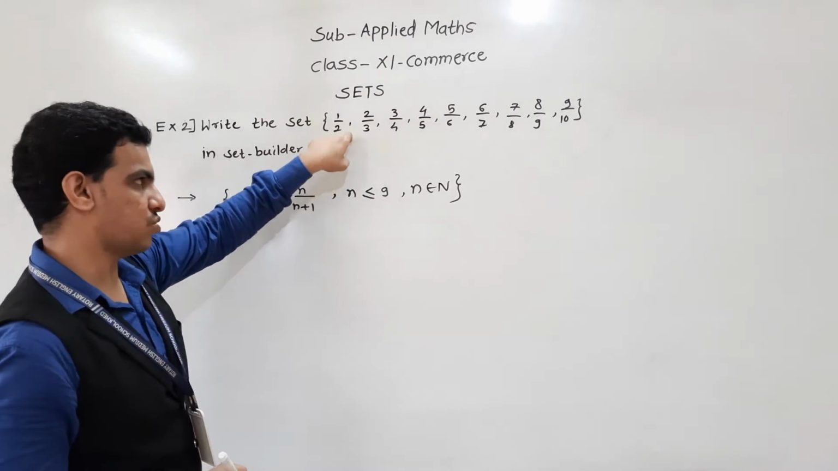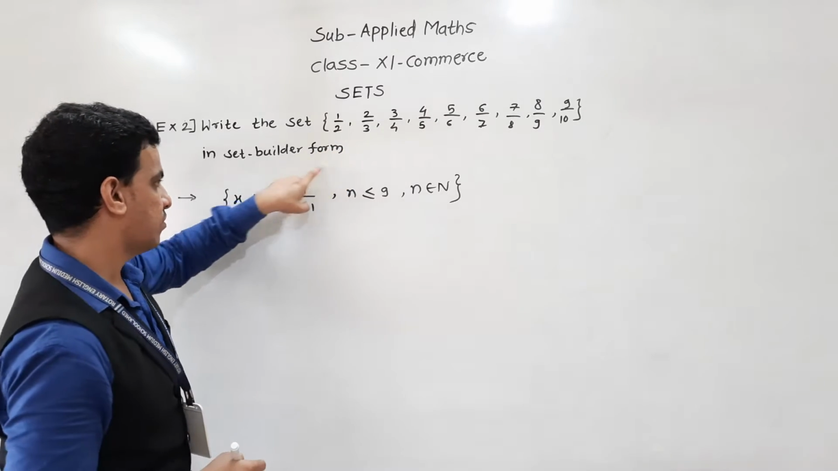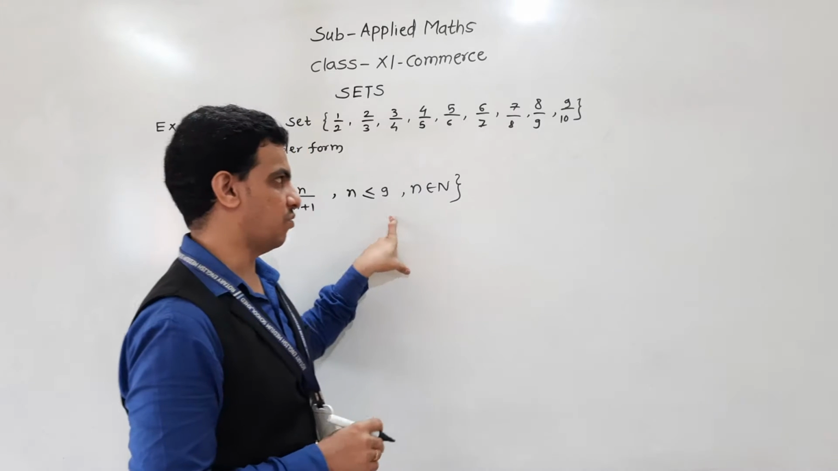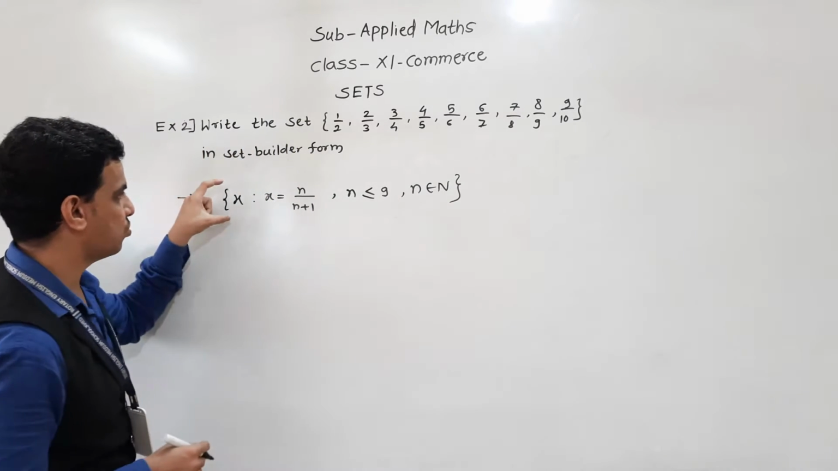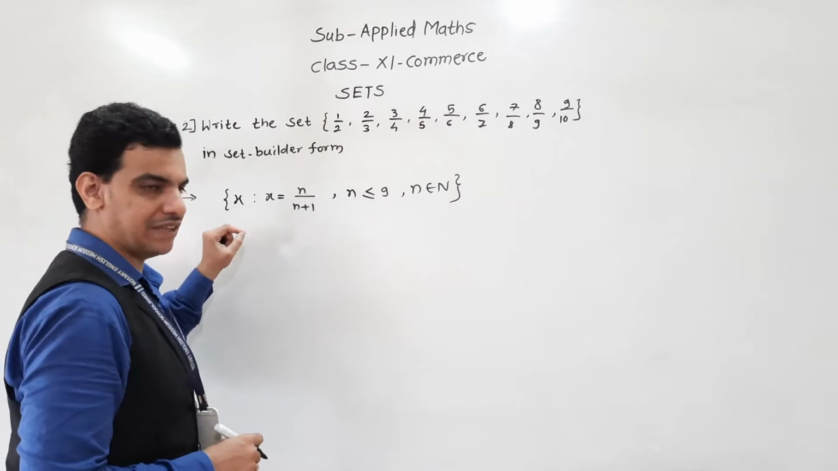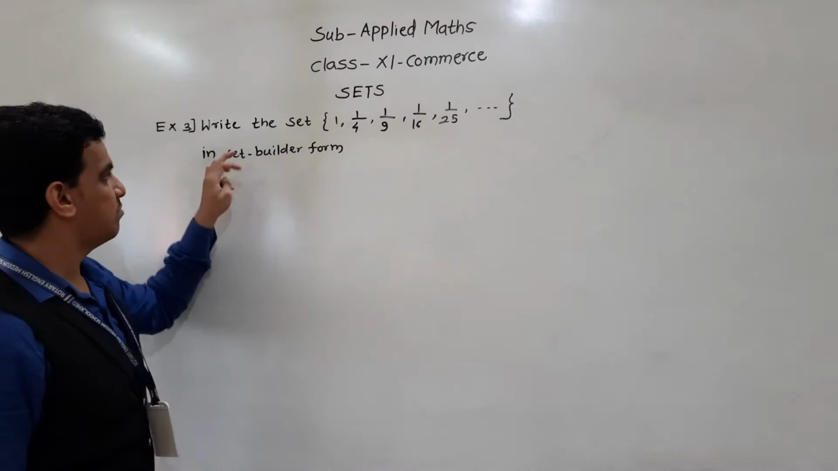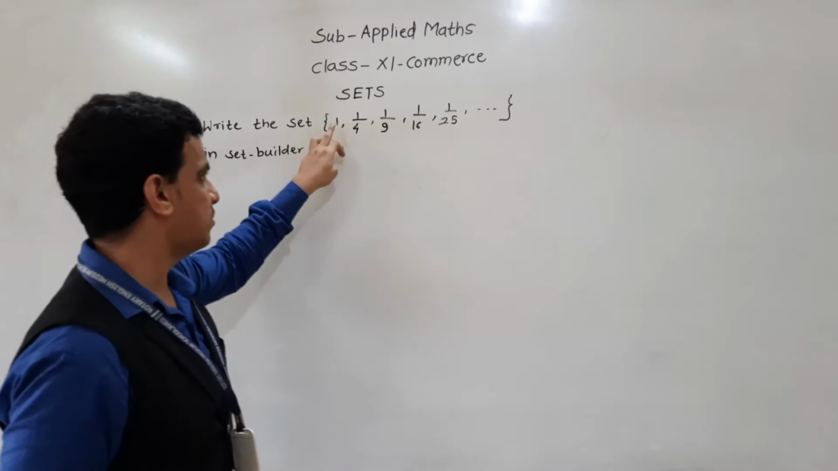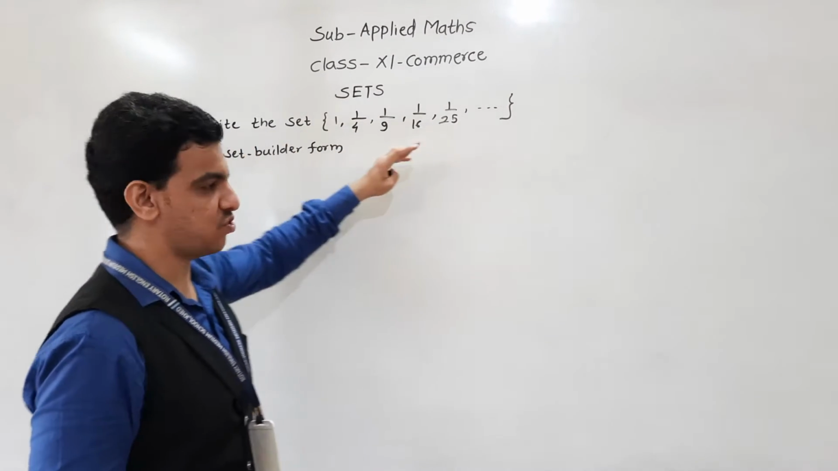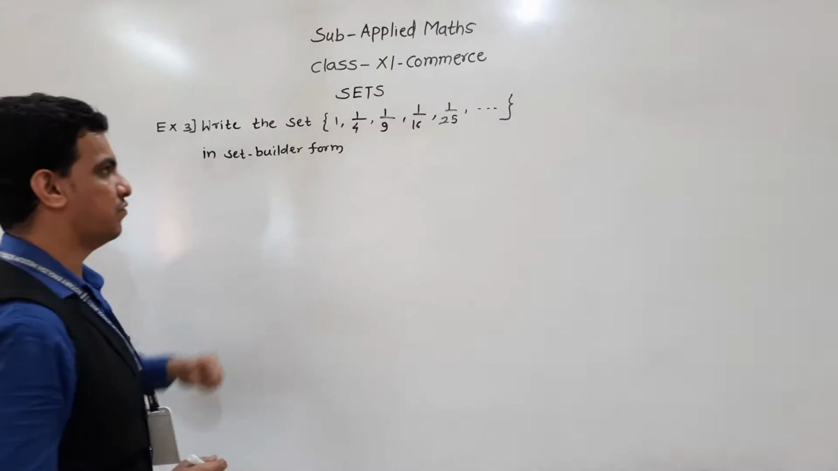Okay, which was written in roster form, and here we wrote it in set builder form. Okay, understand this, how to write in set builder form. Now we will take the next example. Third example is write the set 1, 1 by 4, 1 by 9, 1 by 16, 1 by 25 and so on in set builder form.